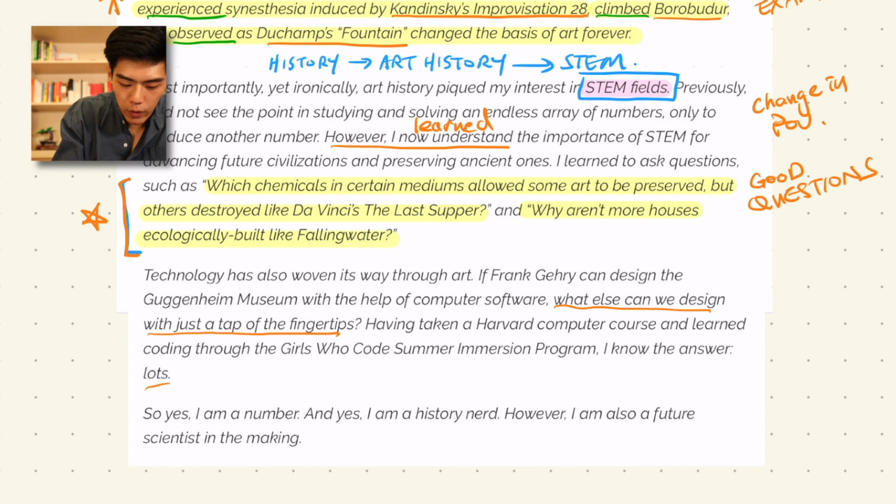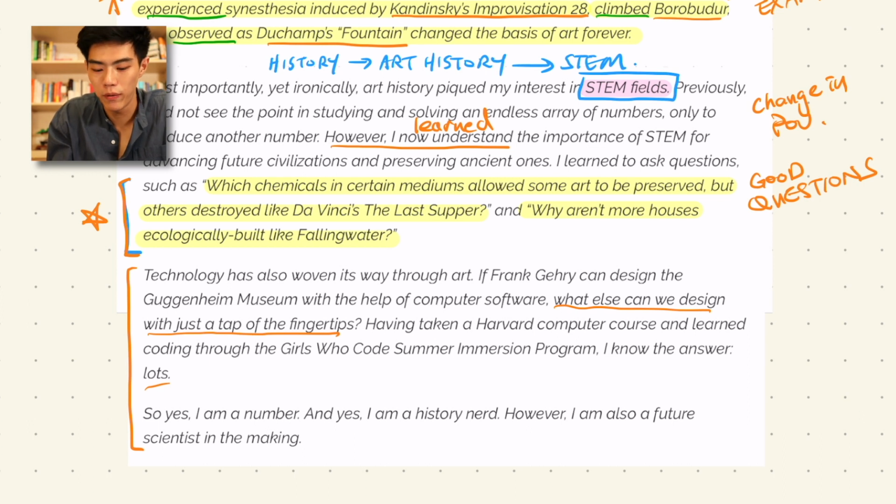Okay, before we conclude the essay and figure out what is really good and what can be improved, let's look at the last two paragraphs. This is really good. I really like this. Hypothetical. If Frank Gehry can design the Guggenheim Museum with the help of computer, what else can we design with just a tap of the finger?